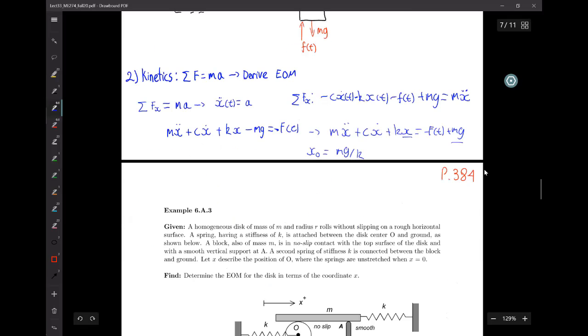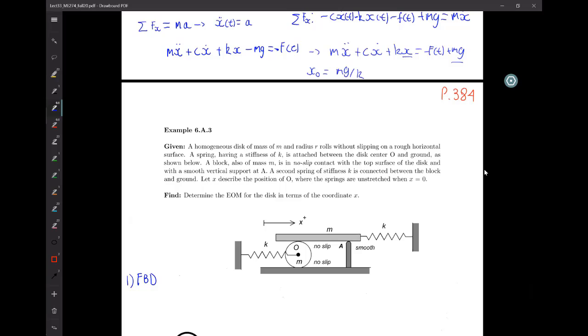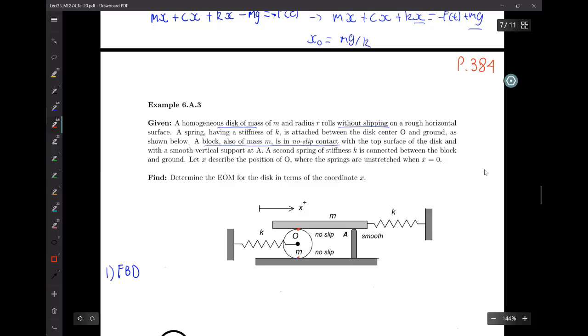Okay, let's do this problem. So this one has a little bit more to it. There is a bar and there is a disc. There is a disc that is moving, rolling without slip on a horizontal surface. There is a spring that is connected to that disc. And there is a block on top of the disc, but it's also on a no-slip condition over here. And that block is also connected to another spring, a second spring.